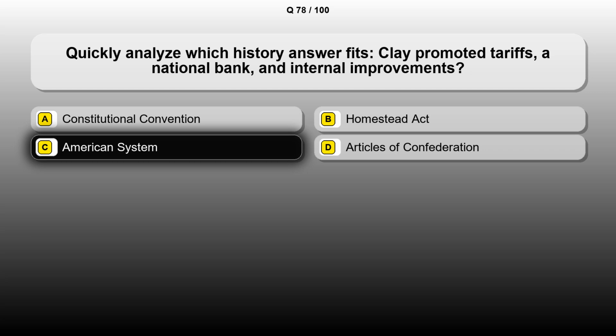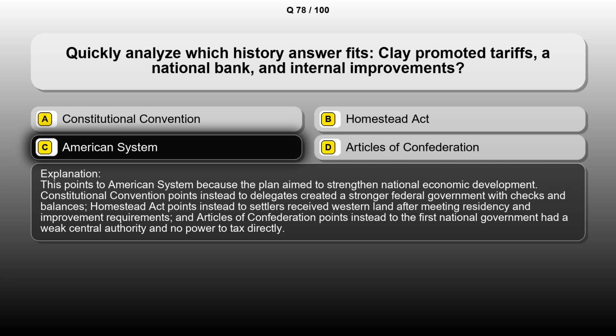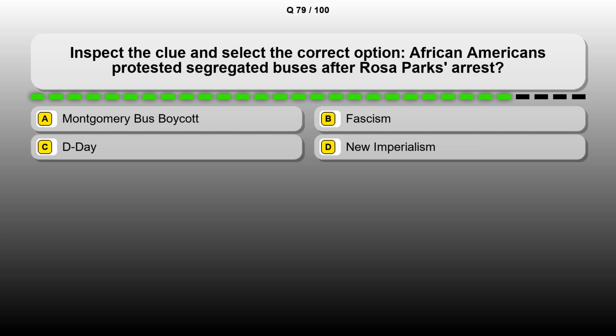The correct answer is option C, American System. This points to American System because the plan aimed to strengthen national economic development. Constitutional Convention points instead to delegates created a stronger federal government with checks and balances. Homestead Act points instead to settlers received Western land after meeting residency and improvement requirements. And Articles of Confederation points instead to the first national government had a weak central authority and no power to tax directly.